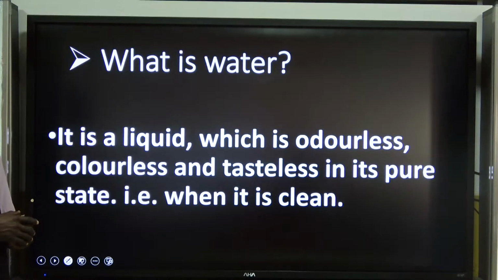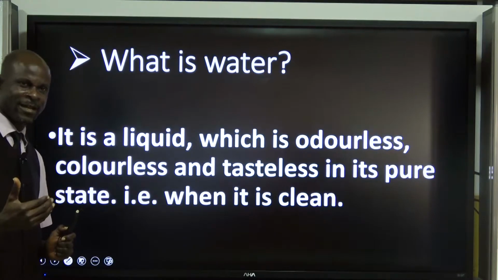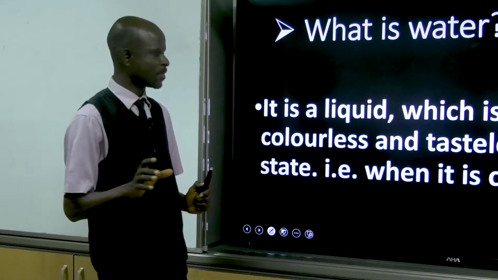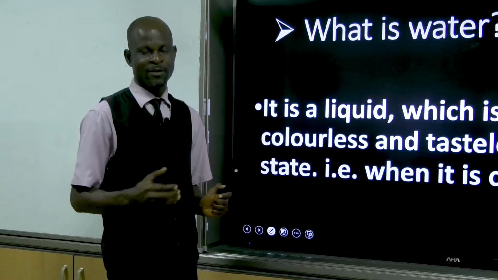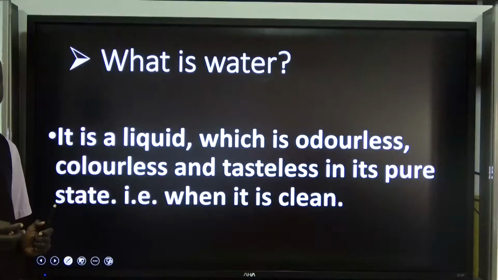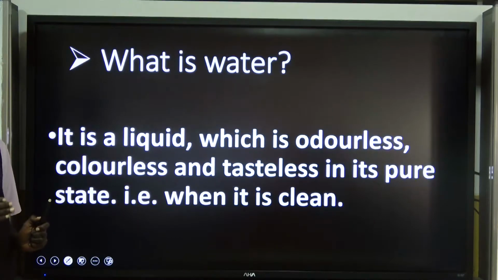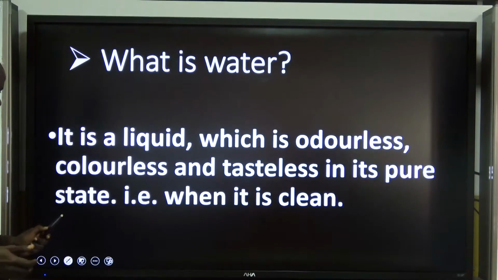I've heard some children say that water is odorless, tasteless, and colorless. It is not all water that is odorless, tasteless, and colorless. It is only the water that is clean. If you want to use odorless, tasteless, and colorless, then you have to put it as good water or clean water. So water is a liquid which is colorless, odorless, and tasteless when it is pure, when it is good, or when it is clean.